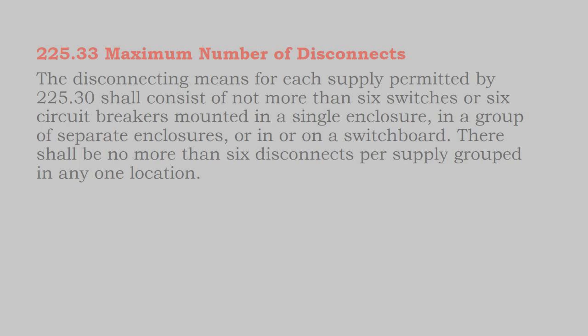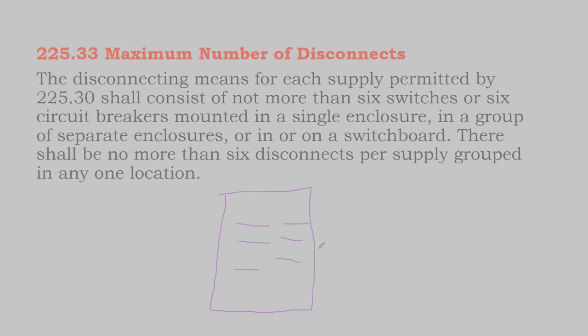Finally, we get to another disconnect rule, the maximum number of disconnects. This is known as the 6-handle rule. It says the disconnecting means for each supply permitted by 225.30 shall consist of not more than 6 switches or 6 circuit breakers mounted in a single enclosure. Well, what does that mean? Well, we know what an enclosure of switches is. It's our electric service panel.